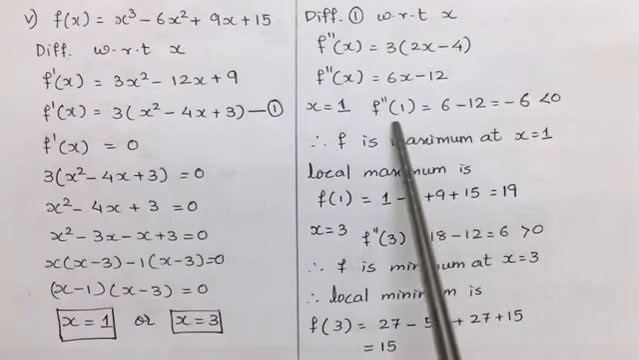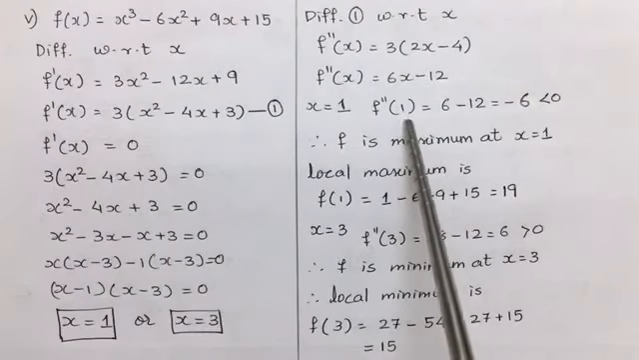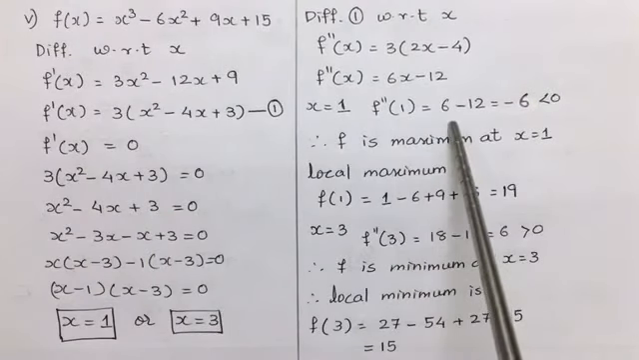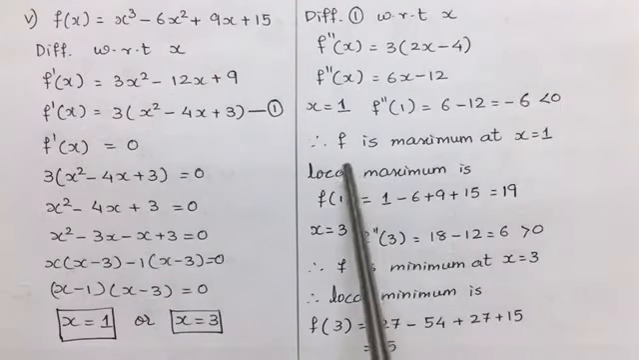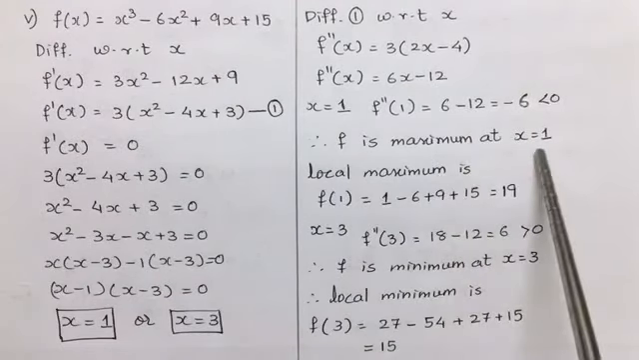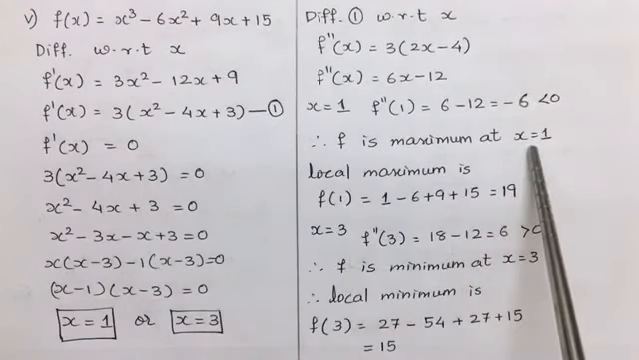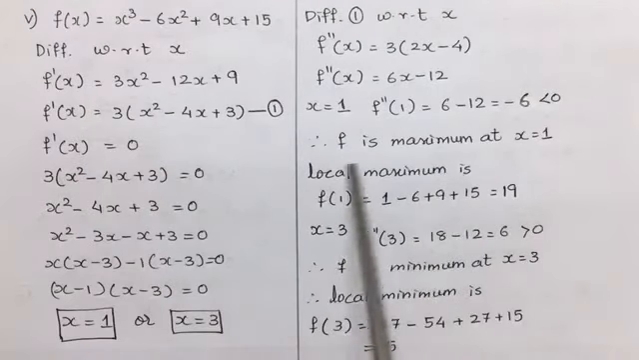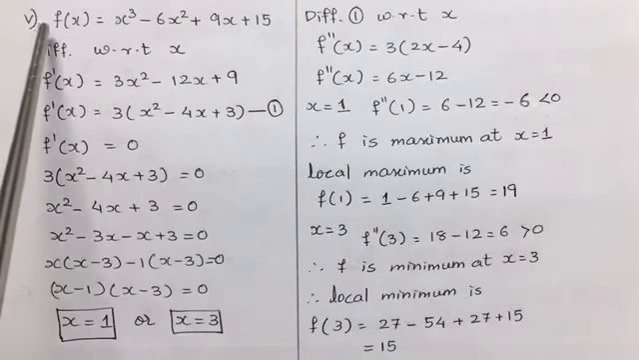Now we have to keep the value of x equal to 1 in the second derivative and calculate it. So f double dash of 1 becomes 6 minus 12, that is minus 6, which is less than 0. Therefore f is maximum at x equal to 1. After knowing at which point it is maximum, to calculate the local maximum, x equal to 1 will be kept in f.